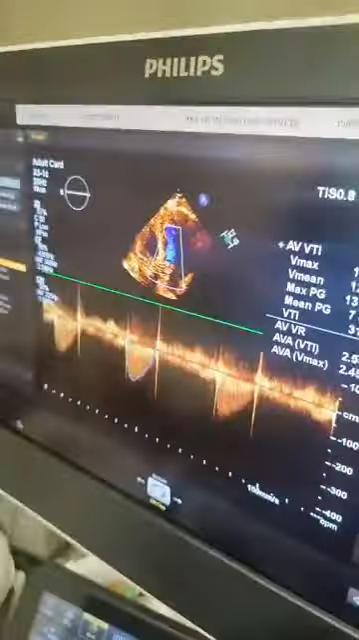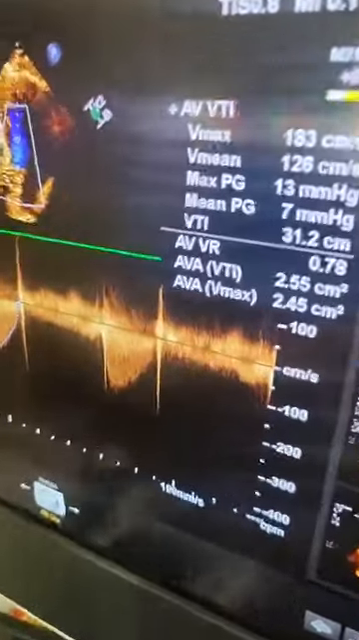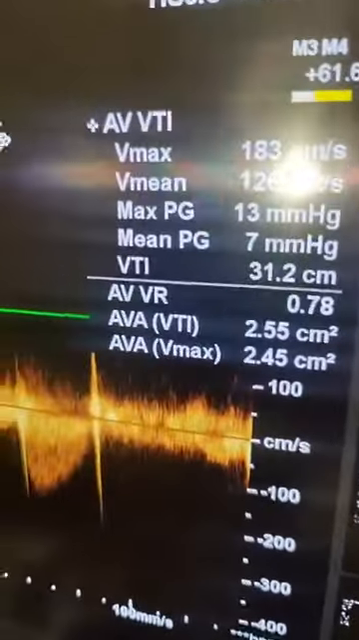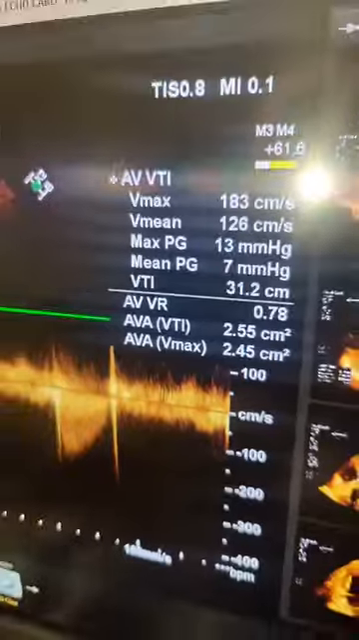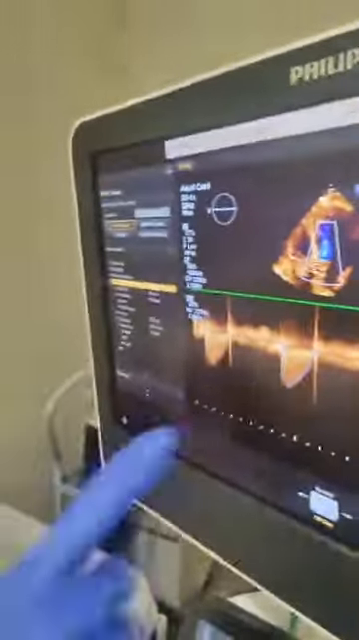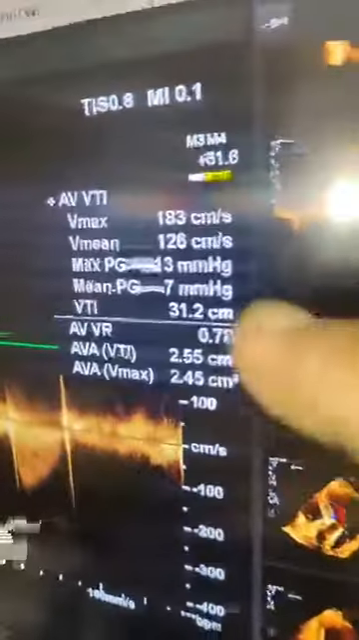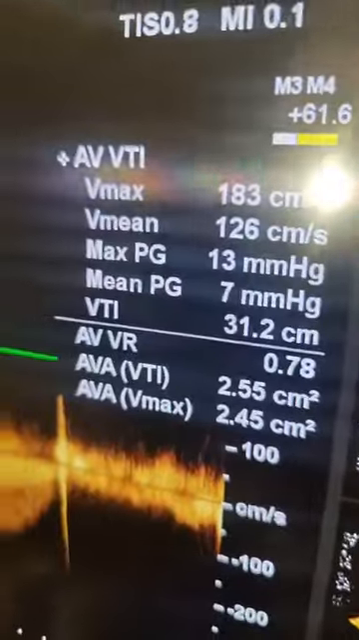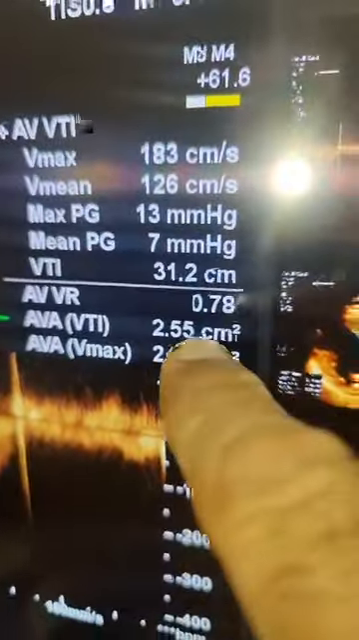It is a very important case, and we have done this procedure with the Edwards SAPIEN valve about 2 weeks back. So I'm going to show you the pictures of the echo, and we can see the gradient is 13 and 7, and she has found out the valve area. This is the gradient. So valve area of 2.55 centimeters square. Perfect, very nice. This is from the continuity equation.